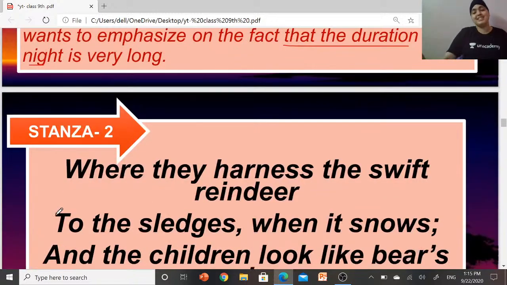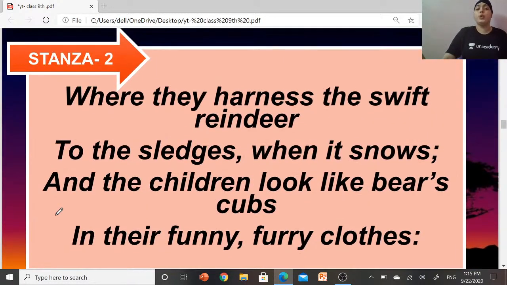Okay, so let us see the second stanza. So where they harness the swift reindeer to the sledges when it snows, and the children look like bear cubs in their funny furry clothes. Okay, so where they harness the swift reindeer.